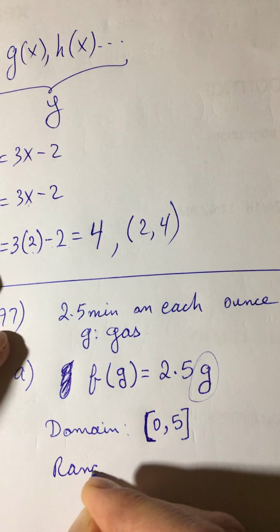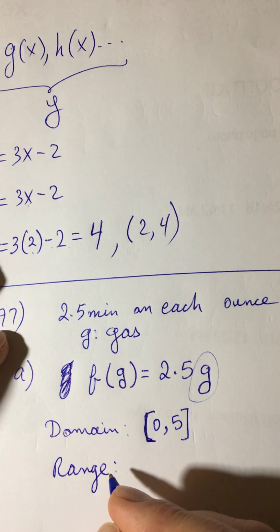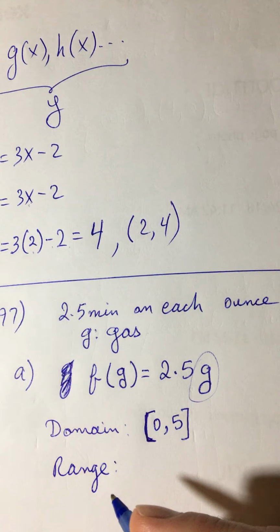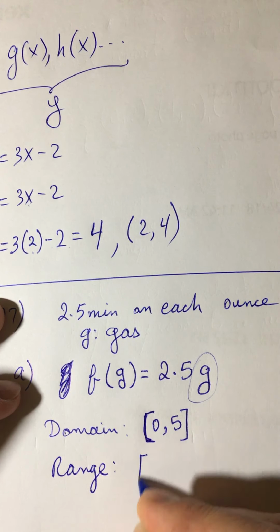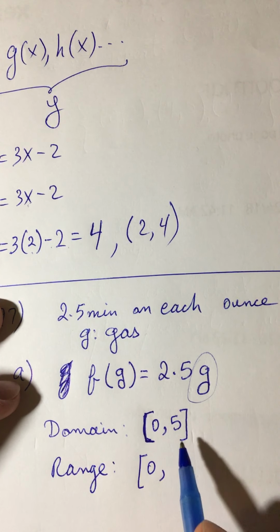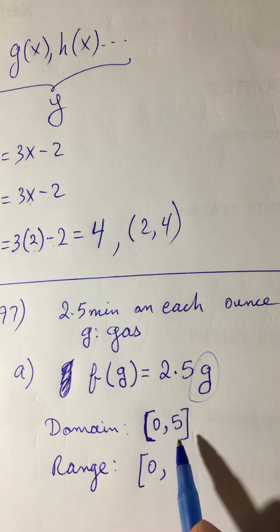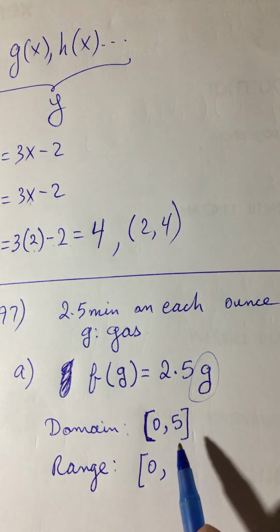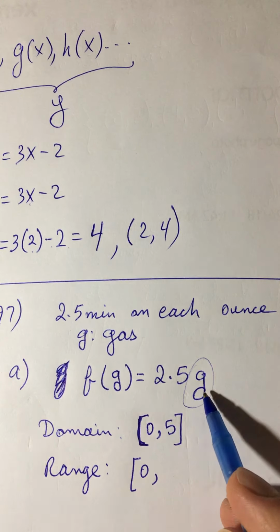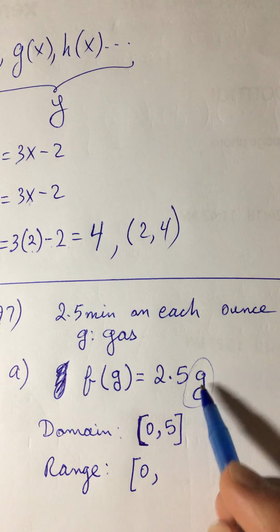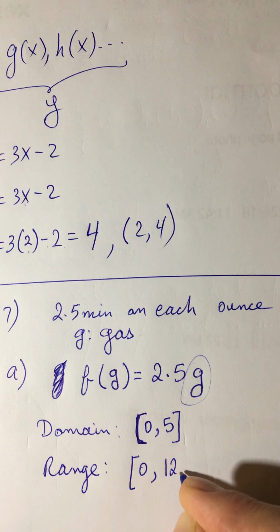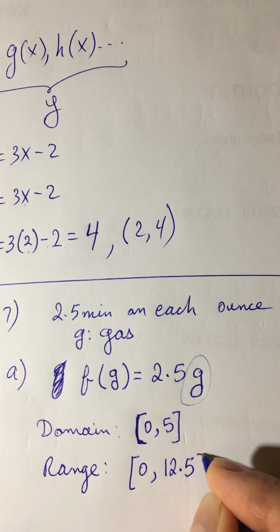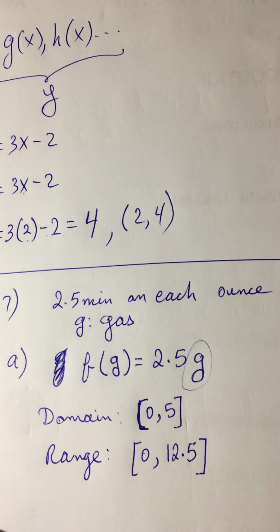And the range will be the time that you can spend using this. So if you have 0 amount of gas, you have 0 amount of time. But what's the maximum amount of time you can use the boat? So if I fill the tank completely, that is 5 ounces, so 5 times 2.5, that's 12.5 minutes. That's the range. We define the domain and the range.